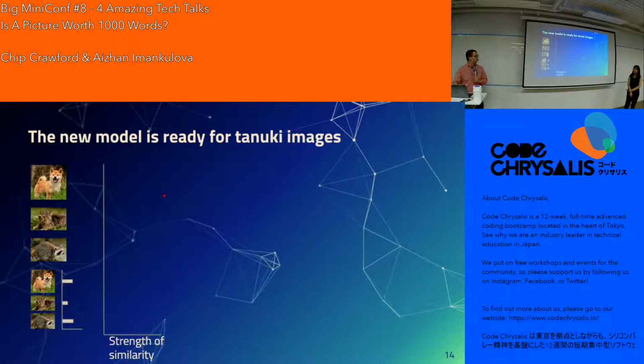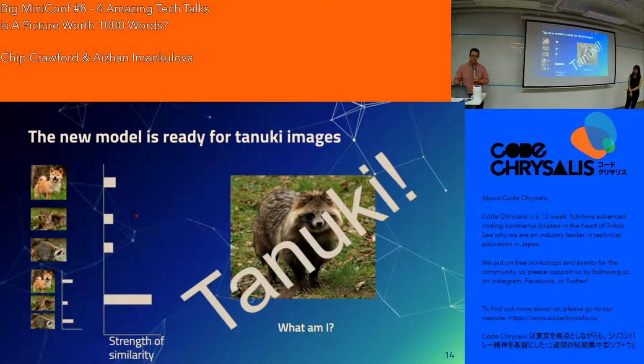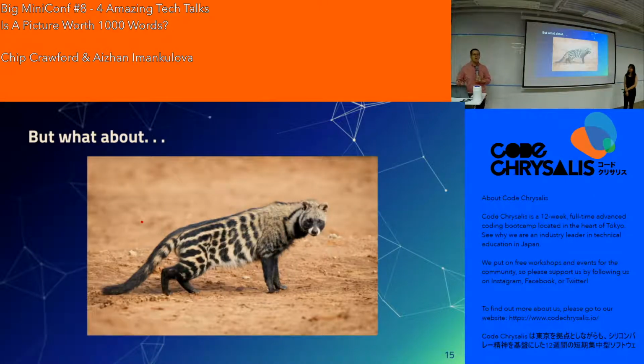We now have 4 categories. And when we introduce our original image, the model will say, it looks a little bit like the first 3, but it really looks like a combination of all 3 of those. And so then the model will confidently say, this is a tanuki, this is your new category. Okay? But what about if we bring in another one? How is that going to work?